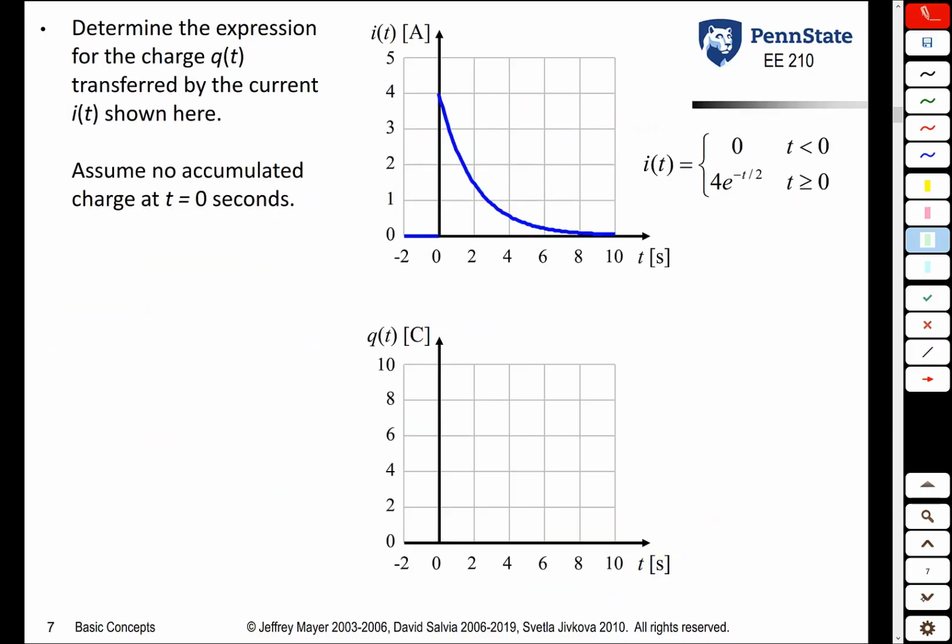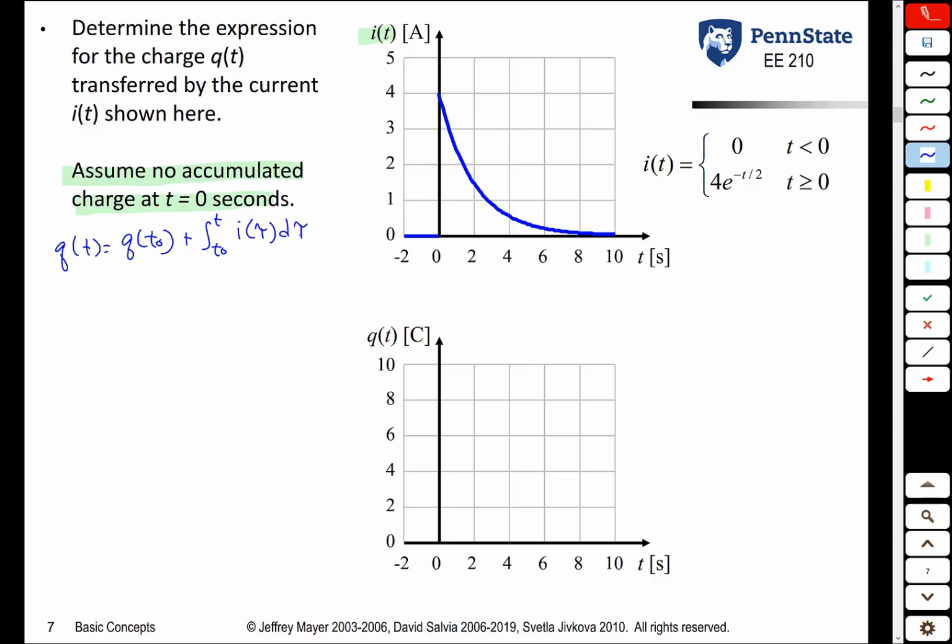This example goes the other way around. We're given the current as a function of time, and we're asked to find the charge. Specifically, we're asked to determine the expression for the charge transferred by the current shown above. And we're told that there's no accumulated charge at t equals 0 seconds. So now we're using the integral form of the relationship. The charge at any time t is the charge at some beginning time plus the integral from t naught to t of I of tau d tau.